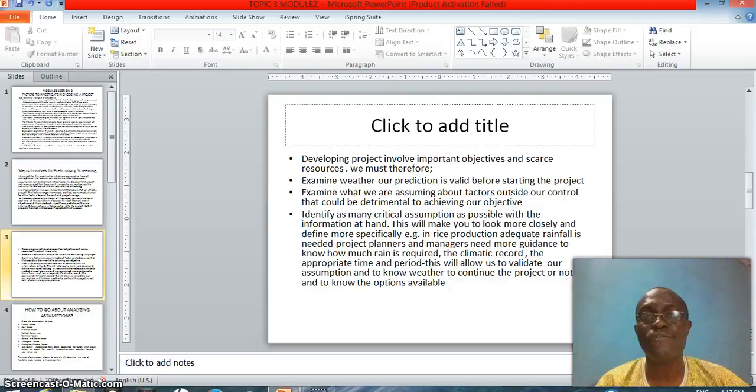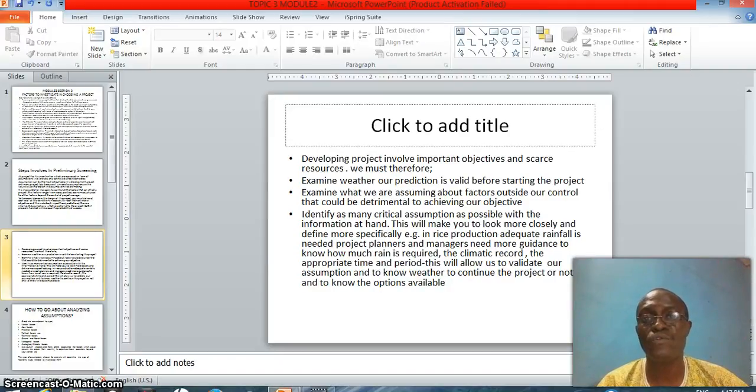Developing projects involve important objectives and scarce resources. You must therefore examine whether a prediction is valid before starting the project. We also have to examine what we are assuming about factors outside our control that could be detrimental to achieving our objective. Furthermore, we have to identify as many critical assumptions as possible with the information at hand.